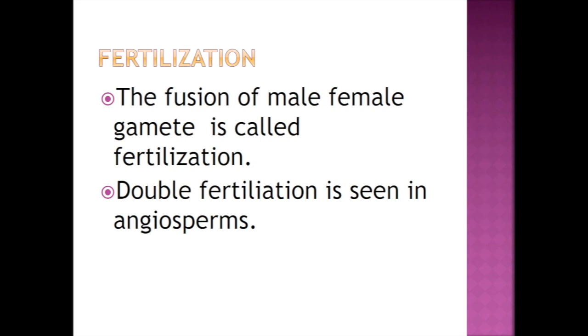Fertilization, that is, two characters are involved, male and female gametes, male sperm and female ovum. The same method applies for plants. The fusion of male and female gametes is called fertilization. Another type is double fertilization. This example is for angiosperms.